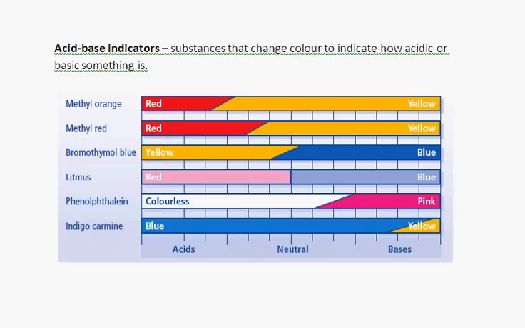This video is a follow-up to the previous video on pH called What is pH? This video is going to talk about indicators. Acid-base indicators are substances that change color to indicate how acidic or basic something is.